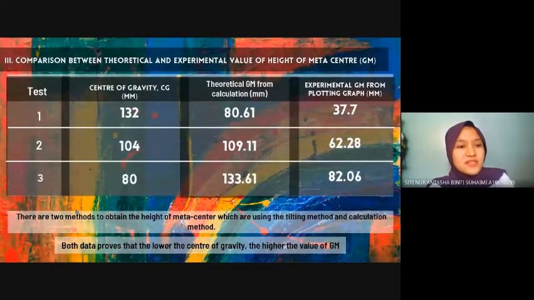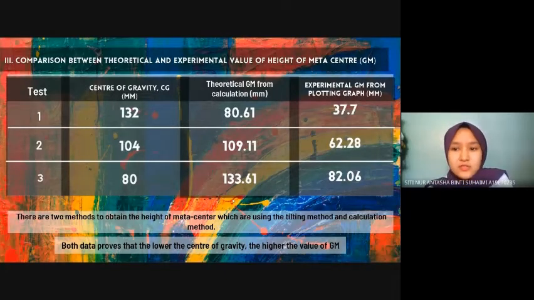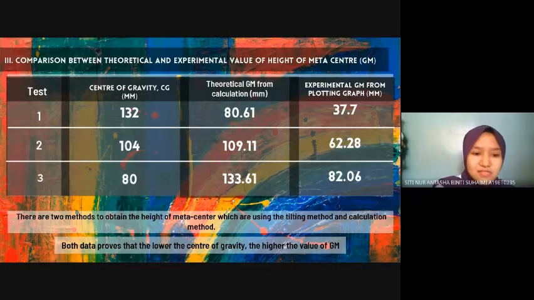Okay, so this is the comparison between theoretical and experimental value of height of metacenter. There are two methods to obtain the height of metacenter, which are the tilting method and the calculation method. The tilting method is done by repeating the center of gravity CG at different heights, and the angle of the tilt is recorded. Then we plotted the graph according to the data. For the second method, we calculated GM using the given formula, area of second moment. Both data prove that the lower the center of gravity, the higher the value of GM.